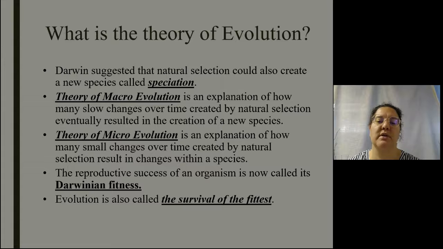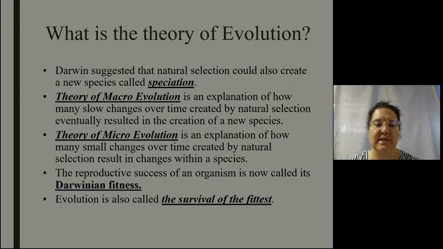So the birds on the Galapagos Islands, head shape might change, their beak shape might change, their body size might change, and this happens slowly over time. Then there's a theory of microevolution, which is an explanation of how many small changes over time created by natural selection can result in change within a species.